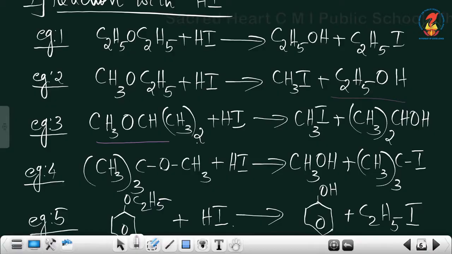Now, look at the third example. Here we have CH3O CH(CH3)2. Now, here again, one group is methyl group and the other group is CH(CH3)2, which is a secondary alkyl group. This is a secondary alkyl group because the oxygen-attached carbon is attached to two other carbon atoms. So, methyl will go as alkyl halide, we get CH3I. And this group will go as alcohol, (CH3)2CHOH, which is a secondary alcohol.